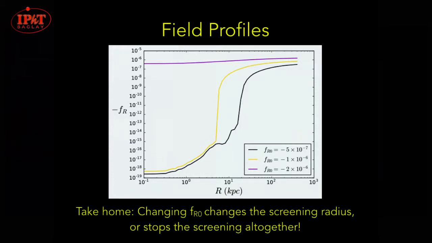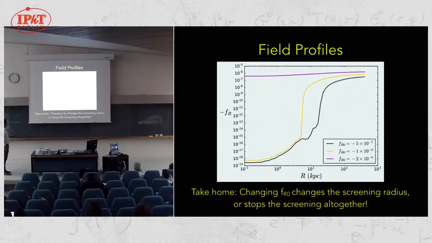So here are some plots for the field profile. This is for Galaxy 16, and I've taken 3 different background values. For this value, 2 times 10 to the minus 6, which is the strongest f of R, we find that the galaxy is completely unscreened. Wherever you live in this galaxy, you experience the 5th force. Whereas for these 2 values, we see that you do have a screening radius. If you live inside that screening radius, the 5th force is entirely suppressed.